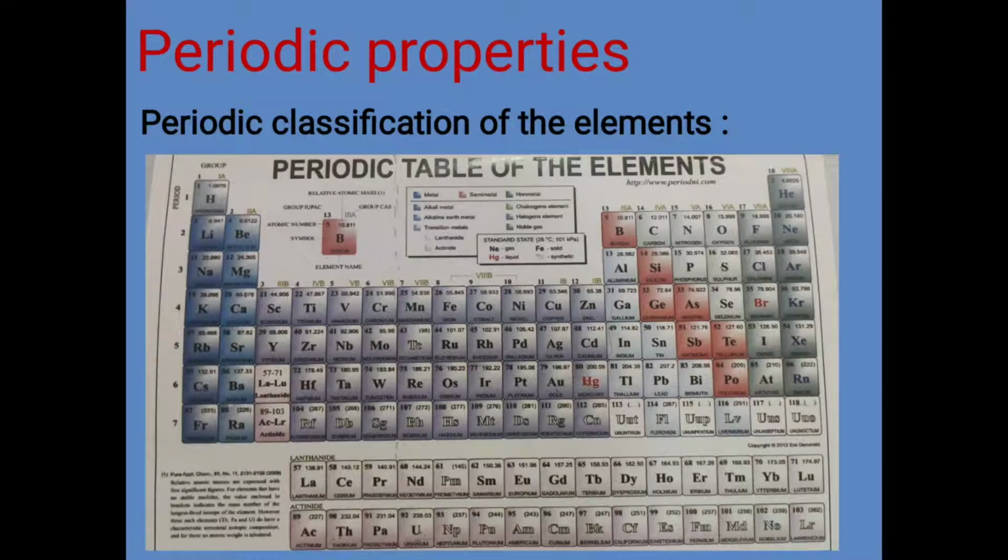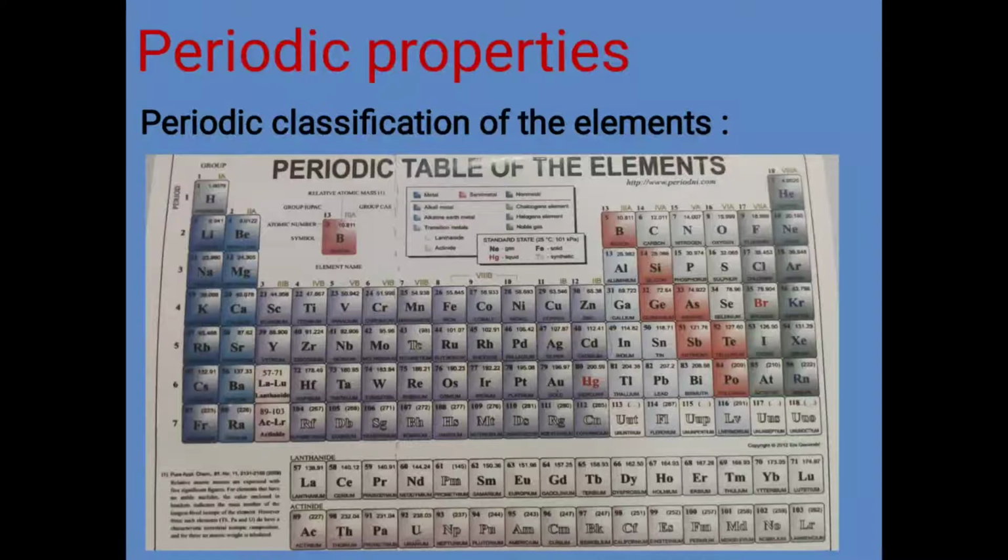The third period includes only 8 elements, starting from sodium, Na, and ending at argon. Here: sodium, magnesium, aluminum, silicon, phosphorus, sulfur, chlorine and argon. These are the 8 elements present in the third period. These first 3 periods are called the short periods.